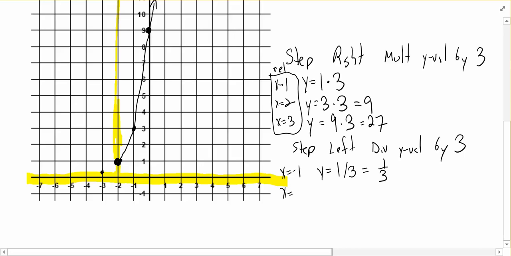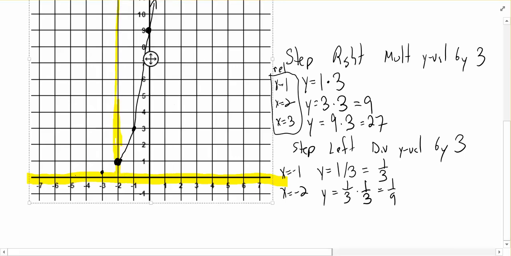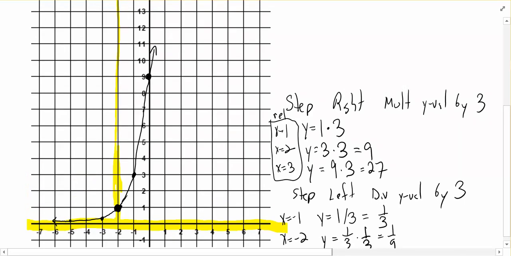If I take another step to the left, I'm going to take that 1/3 that I had and divide by 3 again, or in other words, multiply by 1/3 to get 1/9. And we know we're just going to keep on getting closer and closer to the axis. So we can continue this line, get super close, and there we go. So that's how we want to do a shift, is we want to shift where the axes are.